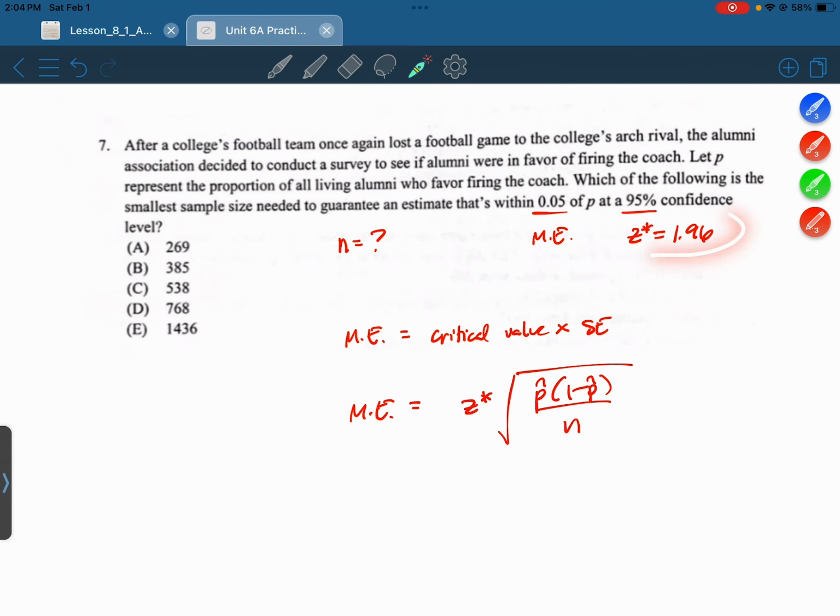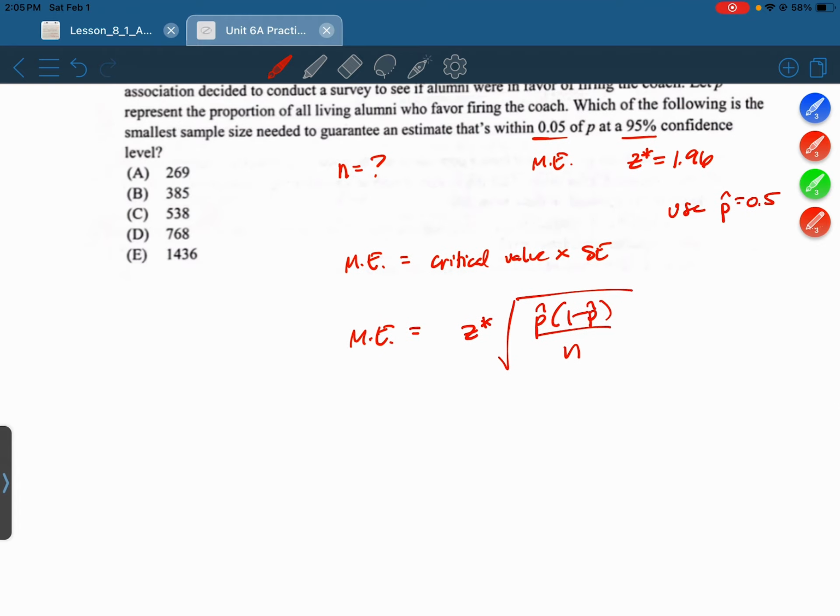So we have a value to substitute there. This is what we're trying to solve for. Nowhere in the problem does it give us a point estimate, right? We don't know what proportion of a sample is in favor of firing the coach. So in a situation like this, we're just going to default to 0.5, which is right in the middle. So we're going to use p hat 0.5. Let's plug in the numbers and see what we get.